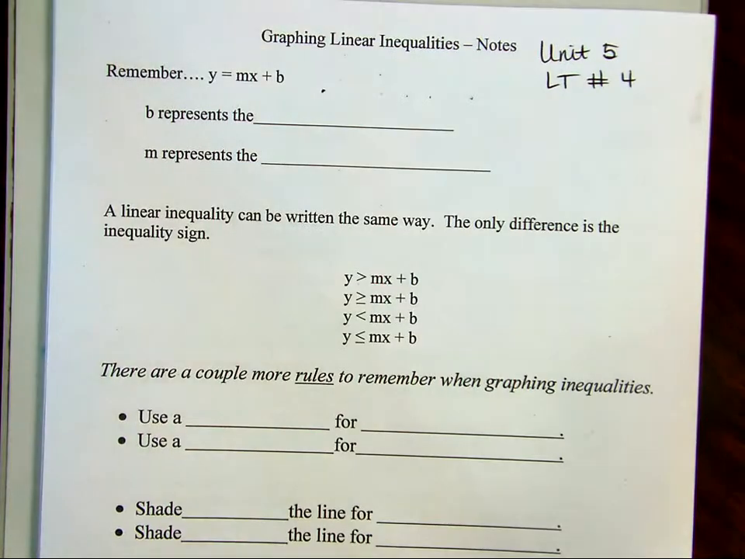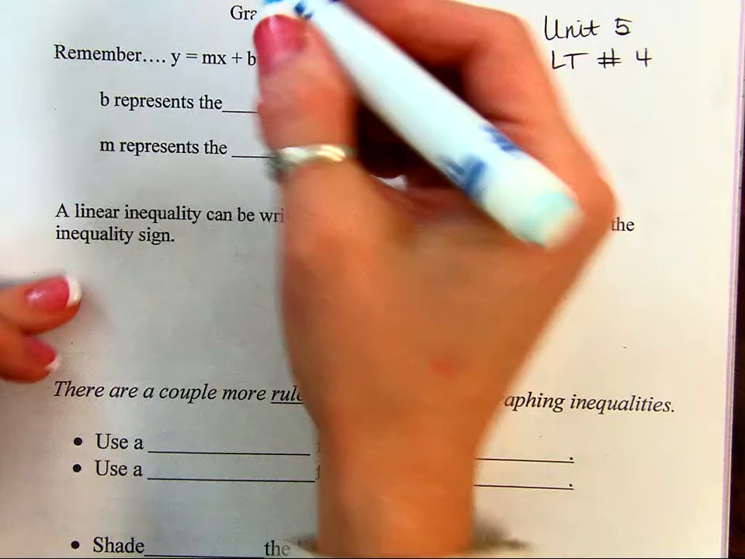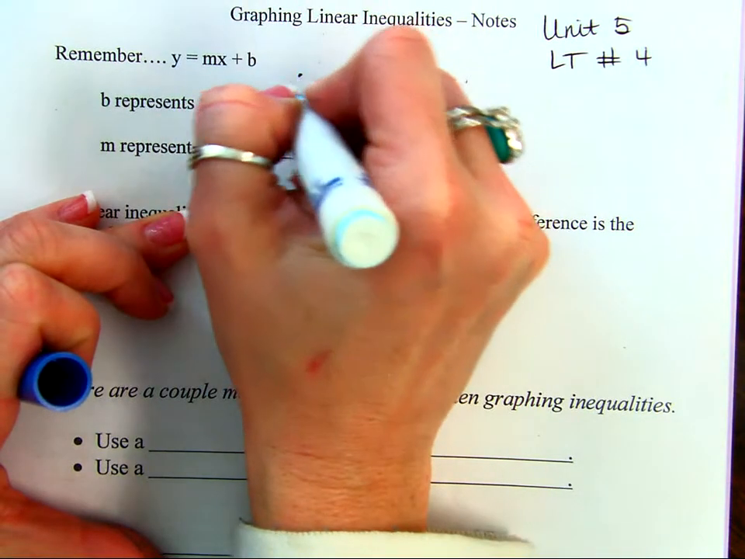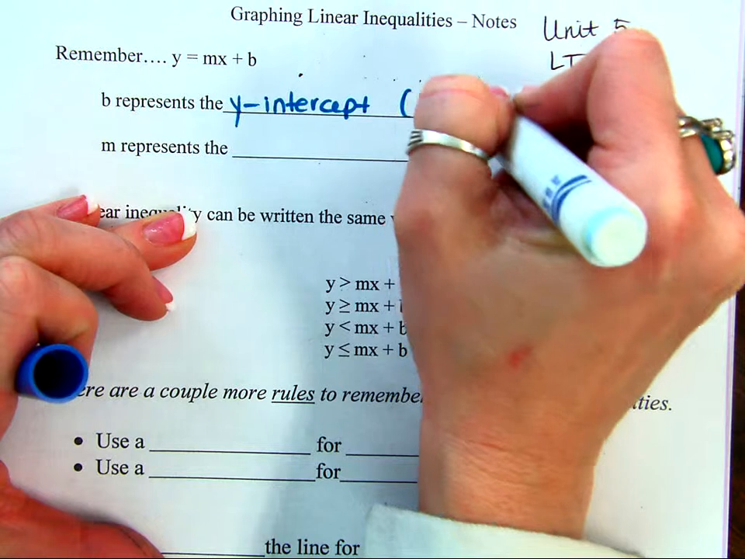So that was kind of a little recap here. So remember that y equals mx plus b. B is the y-intercept, and that's also where you begin to graph your line. And some of you, I think you need a little review on this.